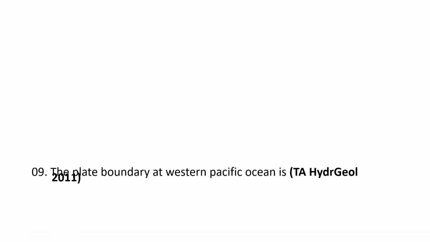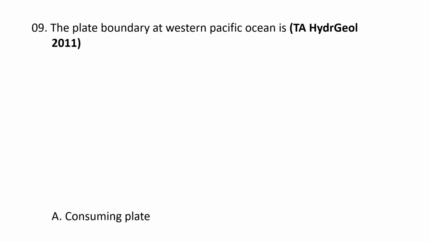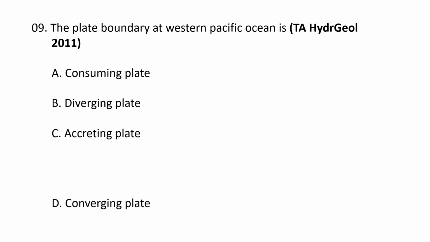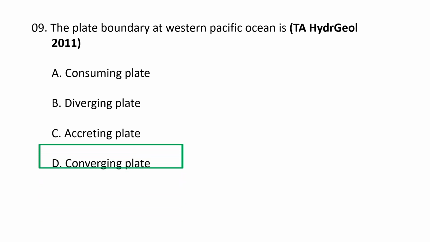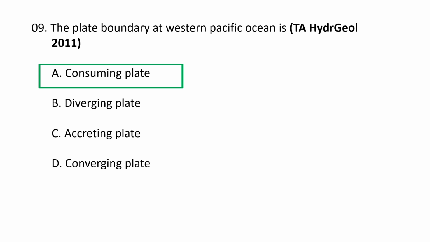Next question. The plate boundary at Western Pacific Ocean is A. Consuming plate, B. Diverging plate, C. Accreting plate and D. Converging plate. The plate boundary at the Western Pacific Ocean is a consuming plate. It is consuming plates through the subduction process, and this process is happening at convergent plate boundaries around three-quarters of the Pacific perimeter.